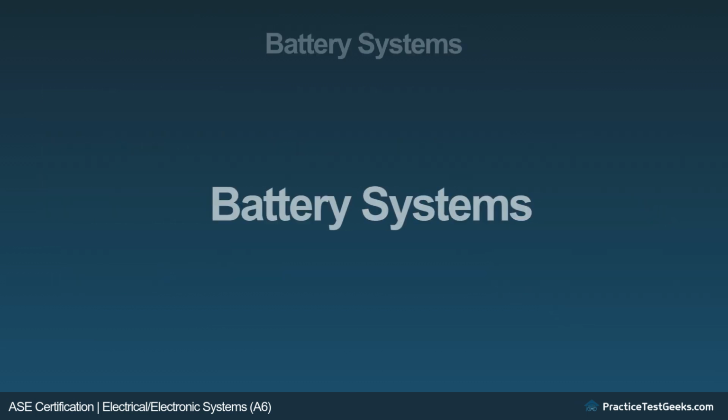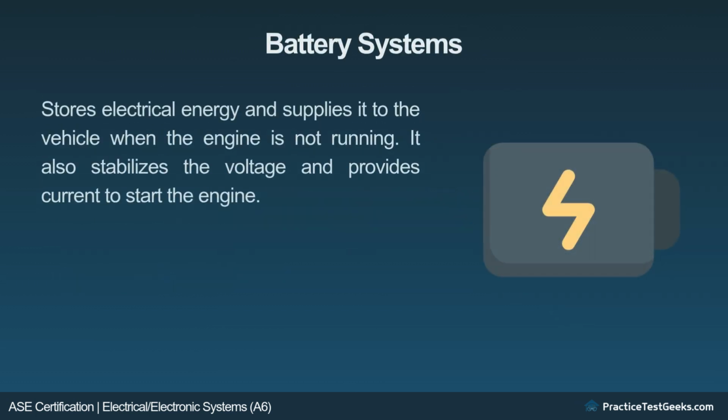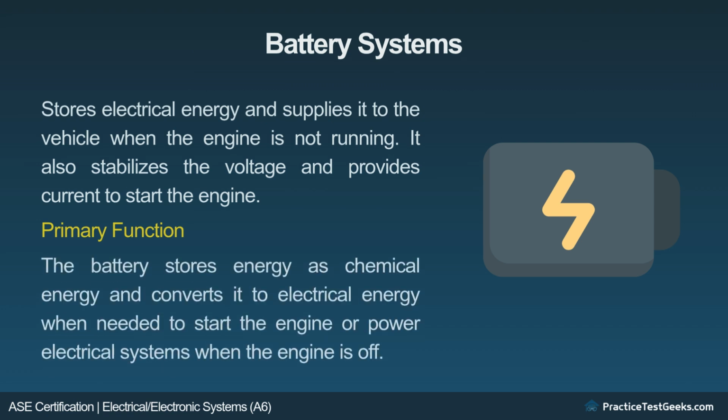Battery systems. The battery system stores electrical energy and supplies it to the vehicle when the engine is not running. It also stabilizes the voltage and provides current to start the engine. Primary function. The battery stores energy as chemical energy and converts it to electrical energy when needed to start the engine or power electrical systems when the engine is off.